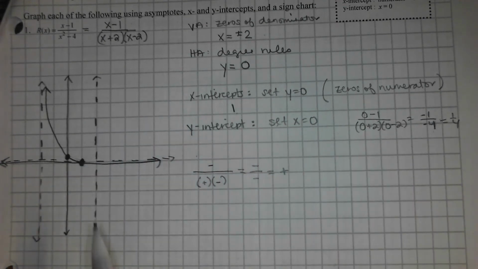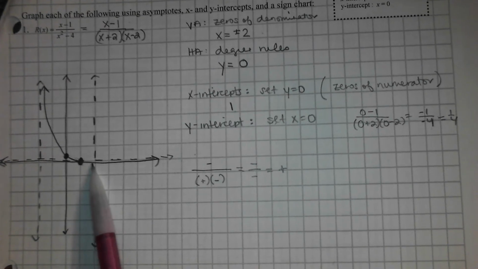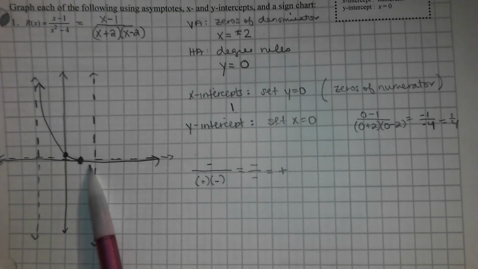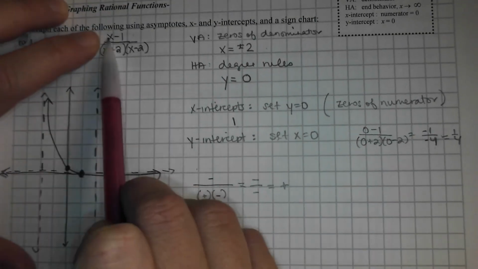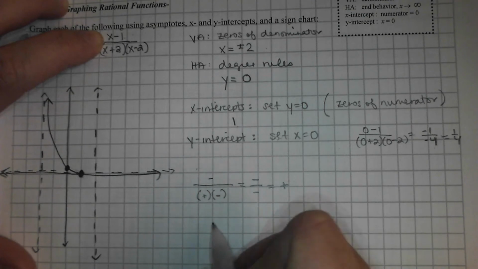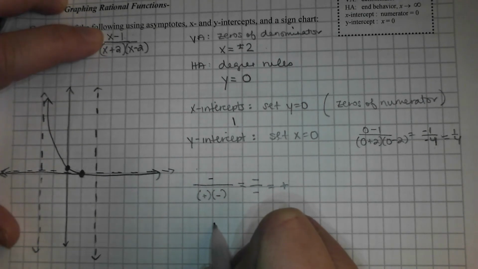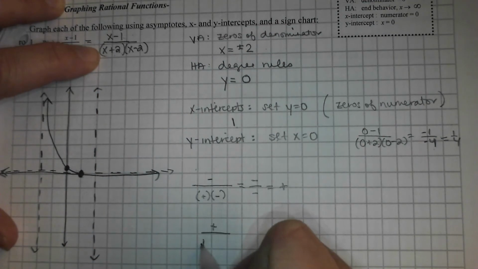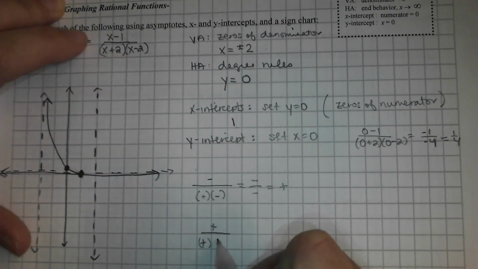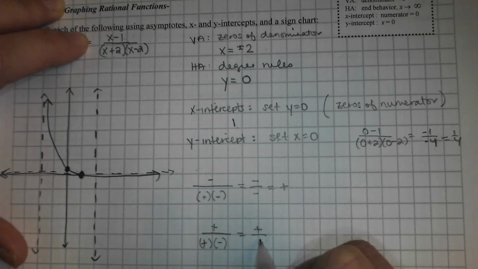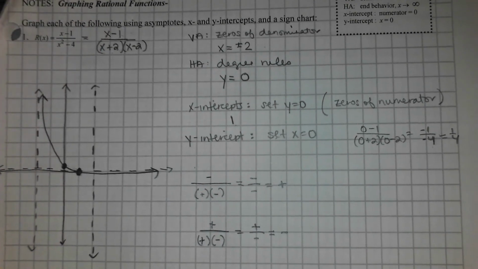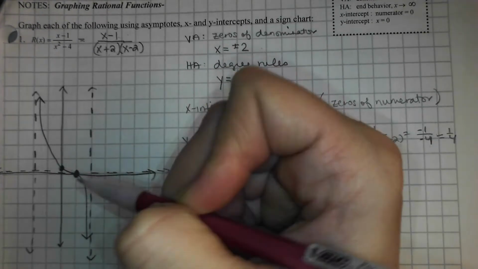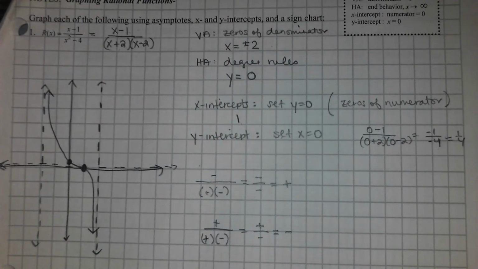So as far as a sign chart, maybe we would just plug in 1.5. And again, all you care about is your sign. You do not care about the value, so don't let 1.5 scare you. If I plugged in 1.5, would the numerator be positive or negative? Right, 1.5 minus 1 over 1.5 plus 2 would be a positive. 1.5 minus 2 would be a negative. So a positive over a negative would be a negative. So I know it's continuing down, which gives it that shape right there.